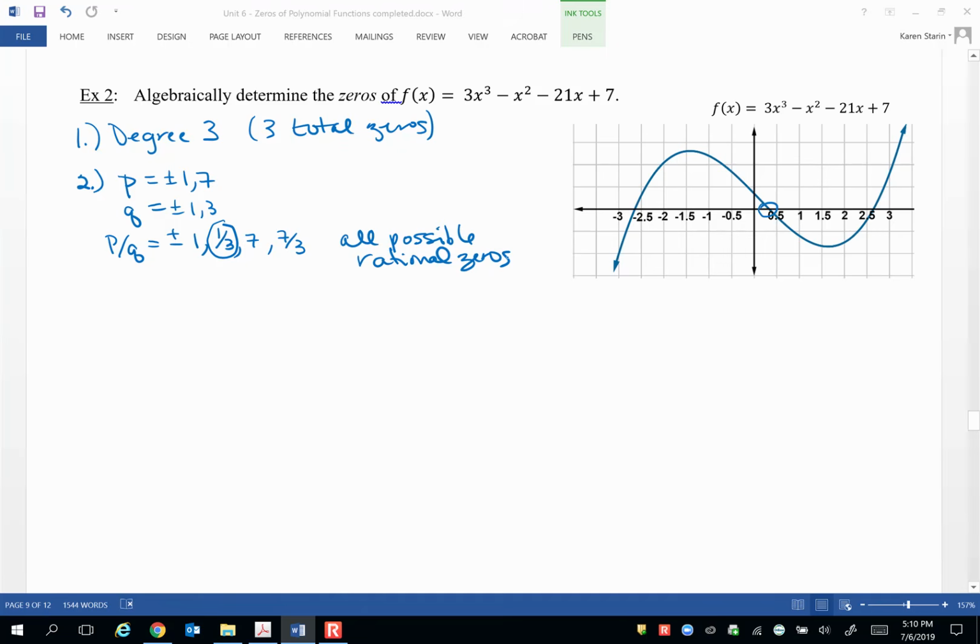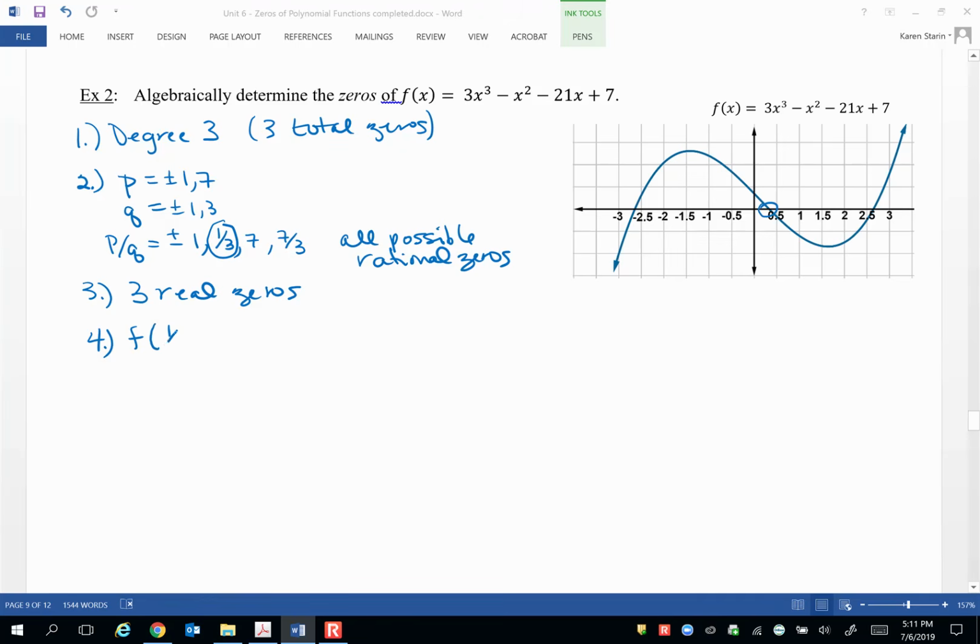Now let's count the x-intercepts, which we already did. So we have 3 real zeros. I think we have identified the one rational zero. From the graph, it looks like 1/3 is a zero, so we need to check that.